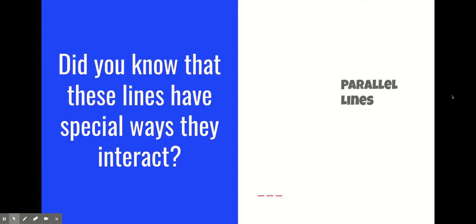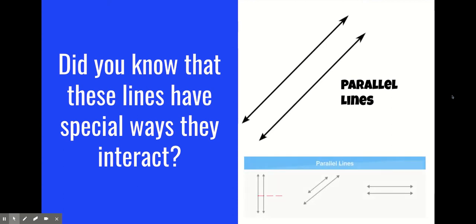Another way that lines can interact is that they're parallel. Parallel lines run alongside each other forever and ever and will never intersect. They always keep the same distance between each other, no matter how far. Here I am showing parallel lines. Go ahead and show me your parallel lines.